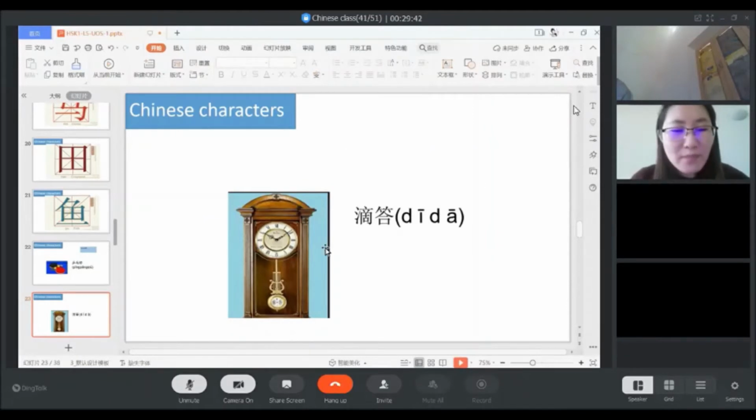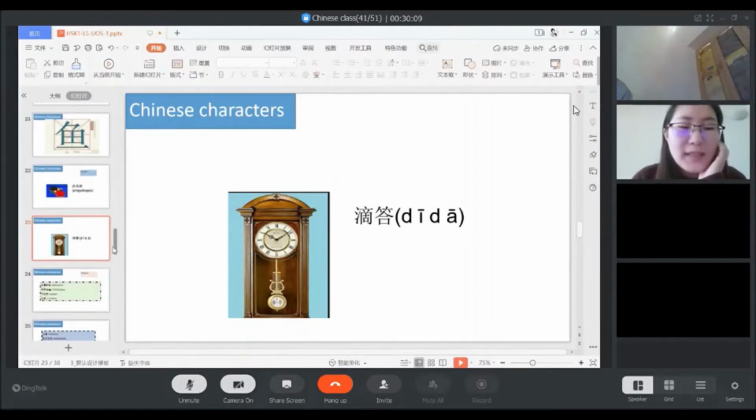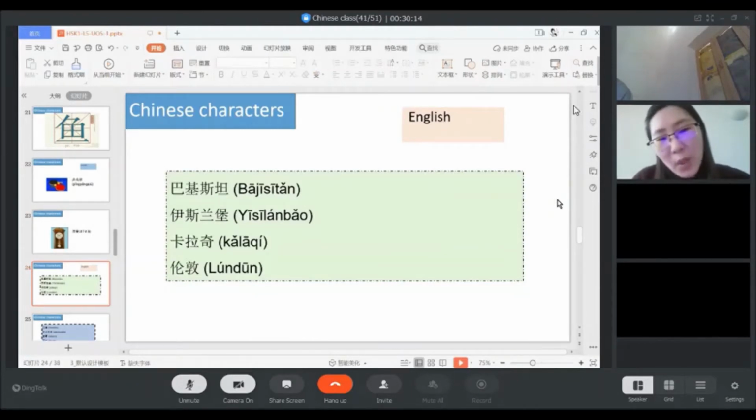Another one is this one. There are lots of them. We just read some examples. For example, this one, the clock. The sound of the clock will be di da di da di da. So it's also like the watch. So these words come from the sound of the clock and watch. These are the words that come from sounds, and some original Chinese words come from sounds.